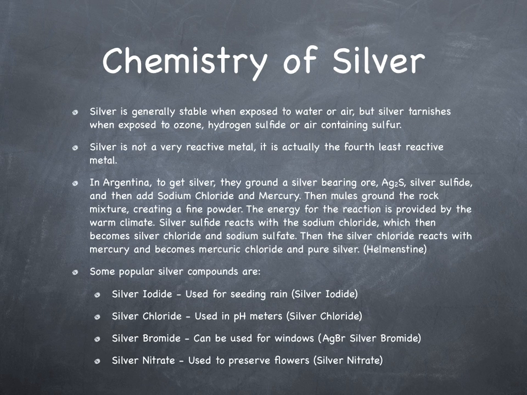In Argentina, to get silver, they ground a silver-bearing ore, Ag2S, silver sulfide, and then added sodium chloride and mercury. Then mules ground the rock mixture, creating a fine powder. The energy for the reaction is provided by the warm climate. Silver sulfide reacts with the sodium chloride, which then becomes silver chloride and sodium sulfate. Then the silver chloride reacts with mercury and becomes mercuric chloride and pure silver.